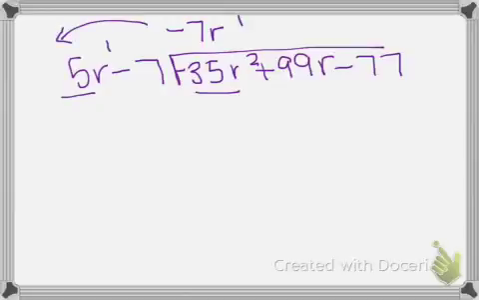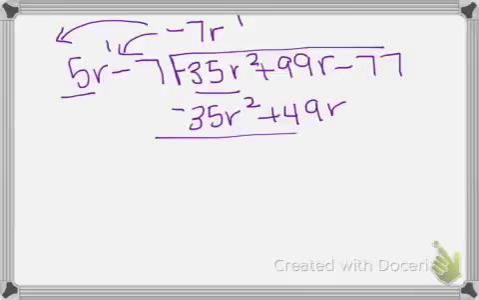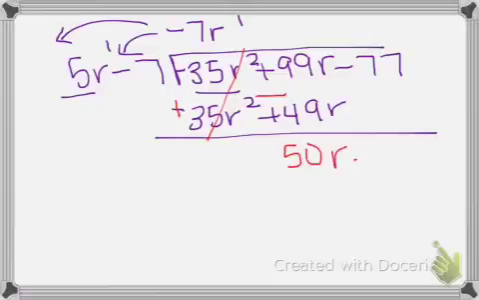After we do first into first, we always distribute what our answer is. Negative 7 times 5 is negative 35r squared. Negative 7 times negative 7 is positive 49r. Next, we change our signs so that our r squareds can cancel. And we add up down the column, getting us a positive 50r.